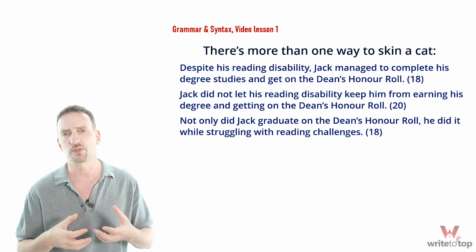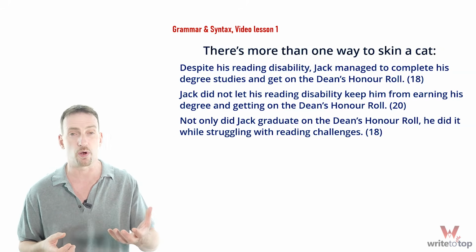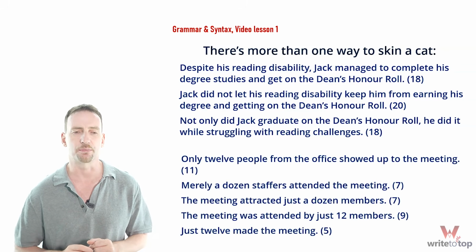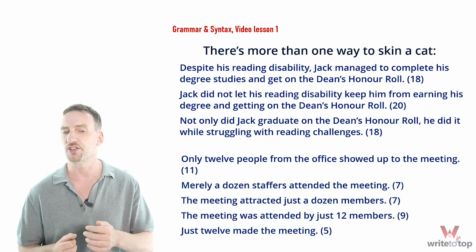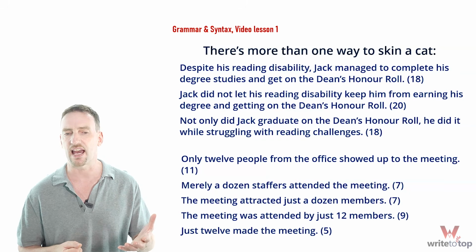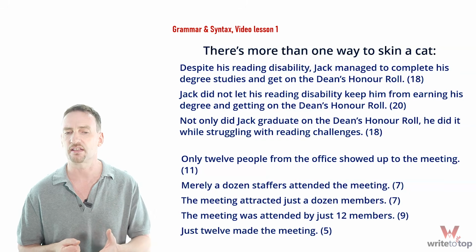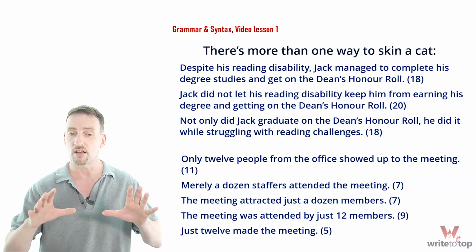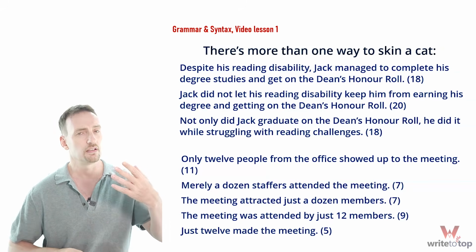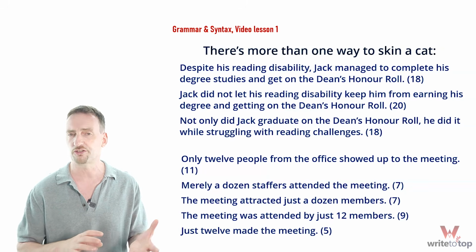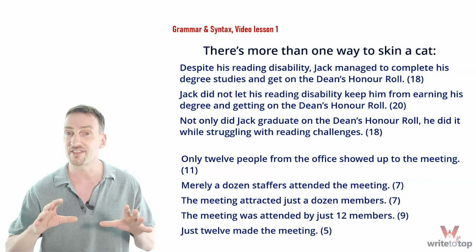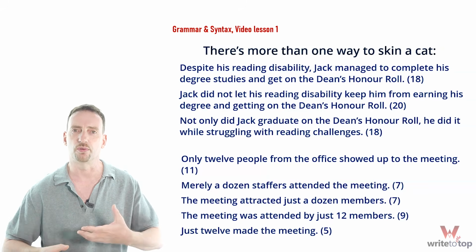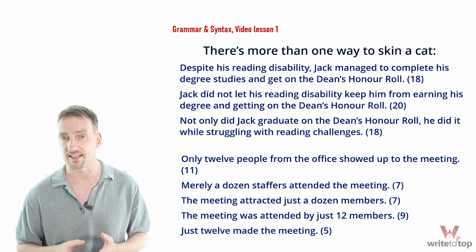Which way I'm going to use depends on the purpose of the writing, what I want you to feel, how I want you to react, etc. Let me give you a couple more examples. Only 12 people from the office showed up to the meeting. Merely a dozen staffers attended the meeting. The meeting attracted just a dozen members, and so on and so forth. So I have different examples. Again, all sentences saying the same thing. Different word choices, different arrangements, structures, different emphases, etc. Why? Depends what I'm trying to write, who I'm writing to, the structure, the form of the writing itself.